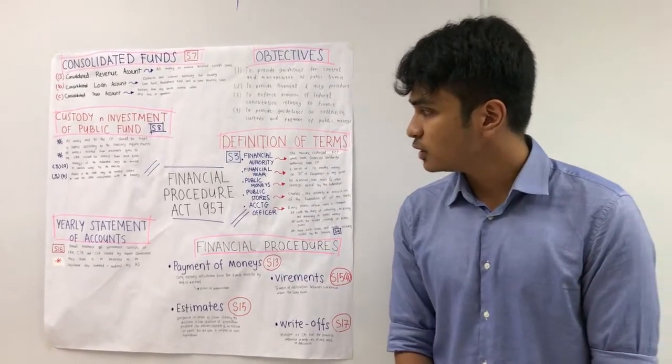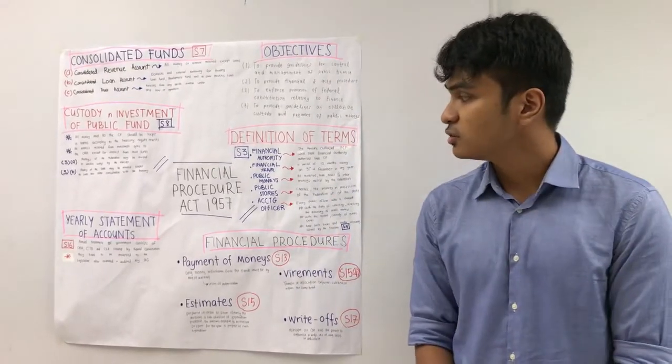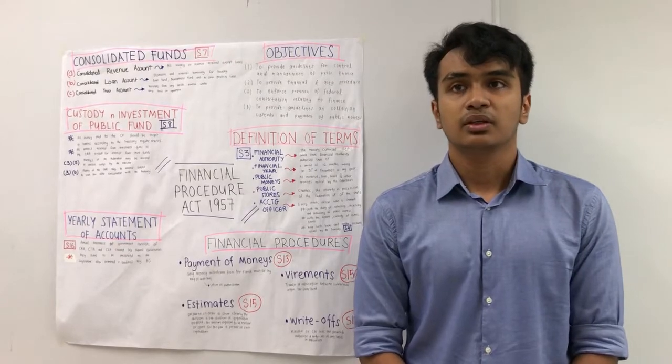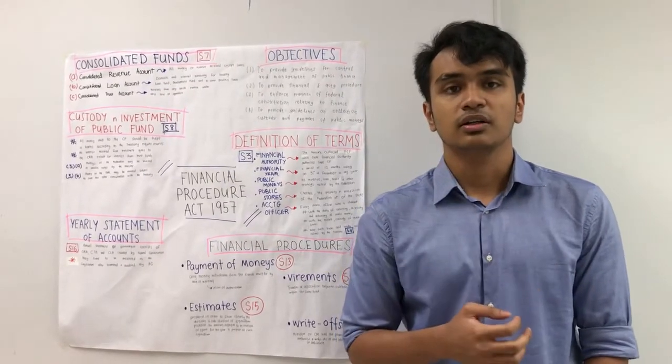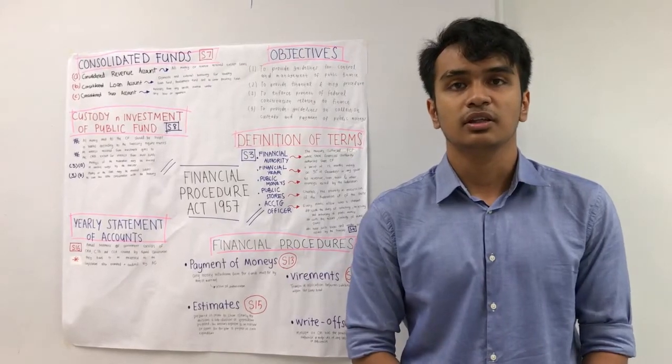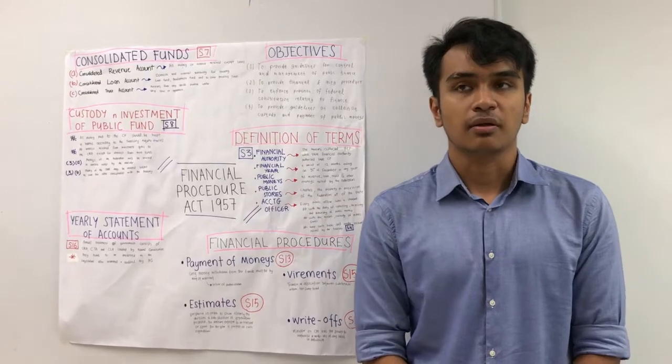Next, I will be explaining to you about the yearly statement of accounts. Under section 16, the government needs to prepare 3 annual statements, which are the CRA, the CLA, and the CTA. They need to be authorized by the Auditor General.